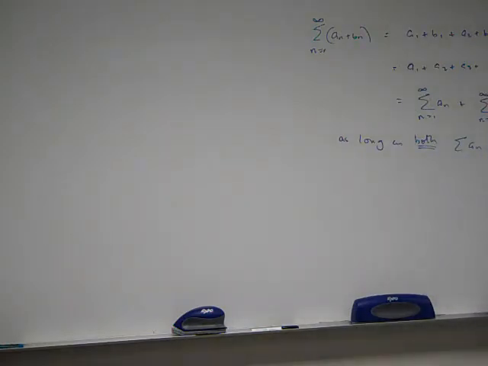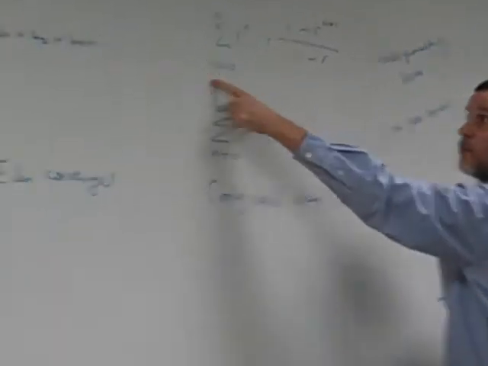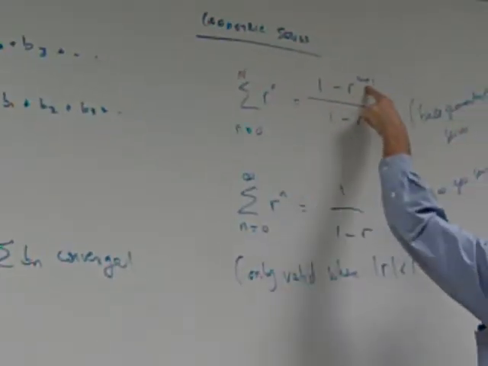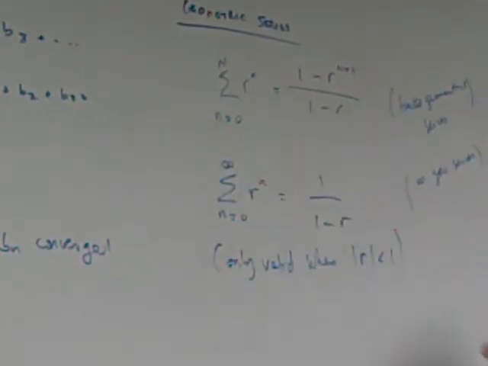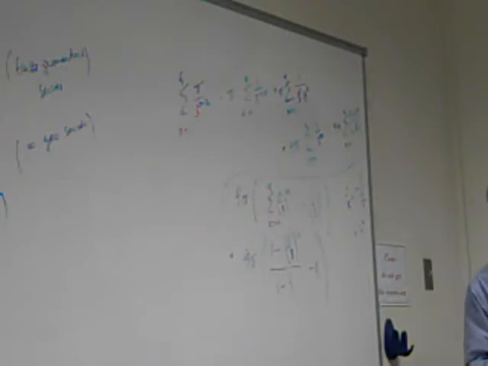Oh, where did the 6 come from? On the bottom? Right here? I'm using this formula, which says if you're summing from 0 to some number, it's 1 minus whatever your r is to the n plus 1, over 1 minus r. It started going to 5, so 5 plus 1 is 6.